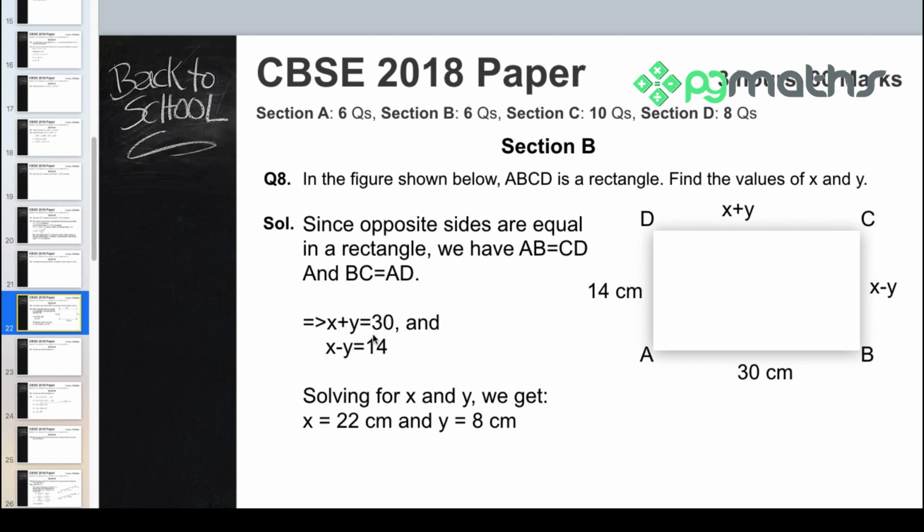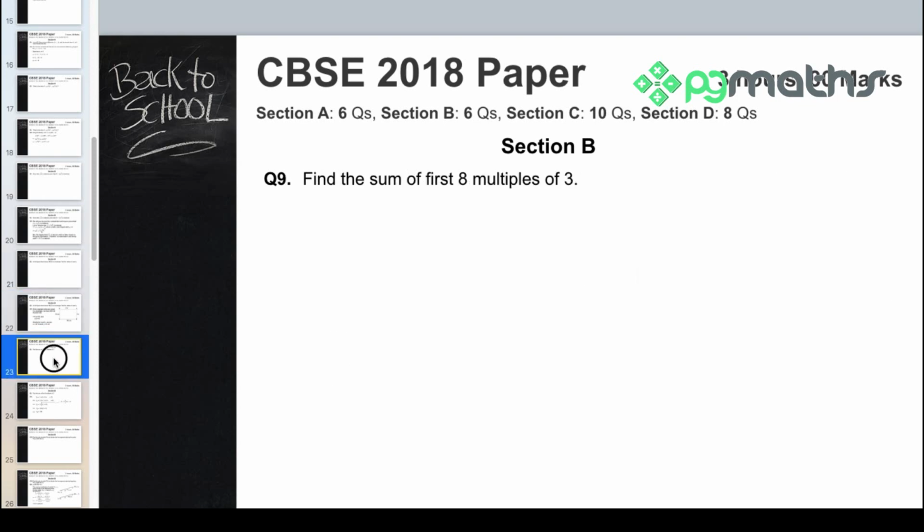This is a very simple equation actually. We just add both of these equations. y gets cancelled out, 2x equals 44. So x equals 22. If you subtract these equations, x gets cancelled out, y minus y is 0 and we get 2y equals 16, y equals 8.